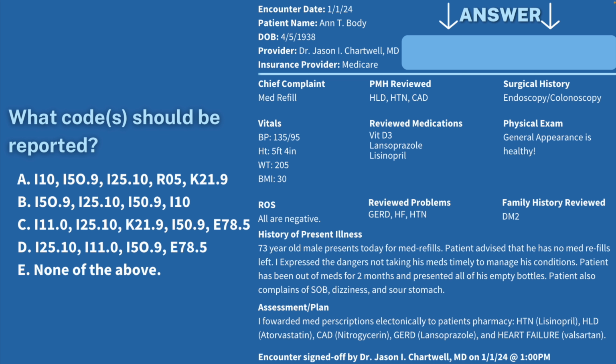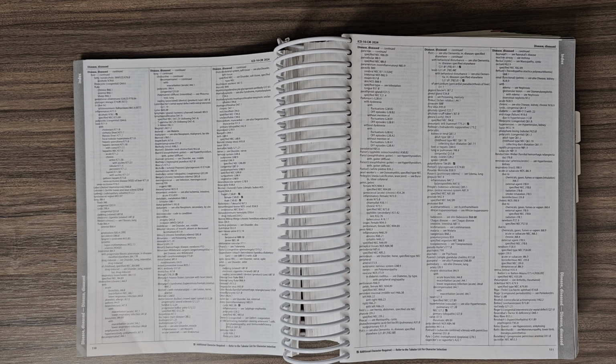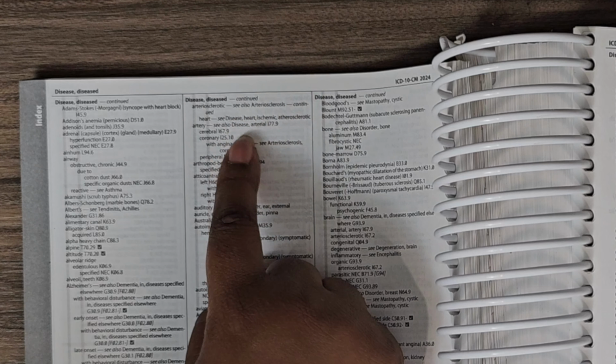Let's look up CAD first, since we're already in disease. Now, the definition of CAD is coronary artery disease. You should have utilized Google to figure that part out. So since we're in disease, we're going to go and look up artery. Alrighty, we're close. There we go. So we have artery. See also disease, arterial. That's not our code. Look down. It says coronary, I2510. That is our code.